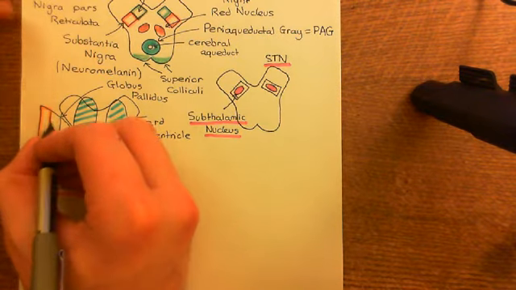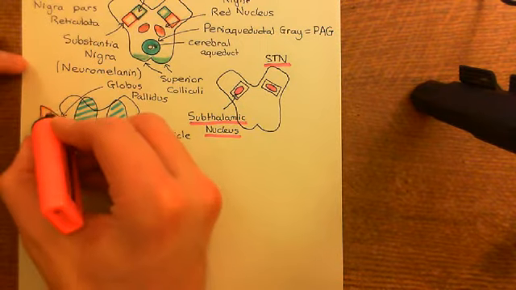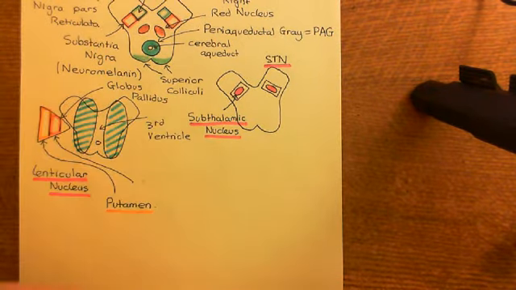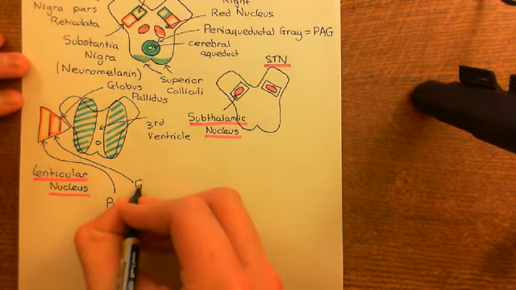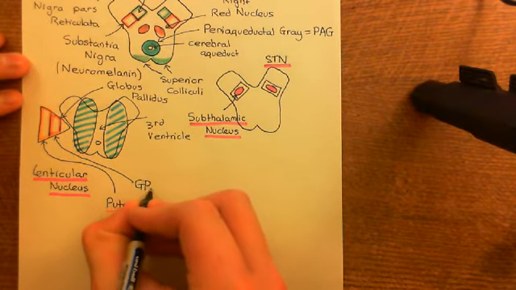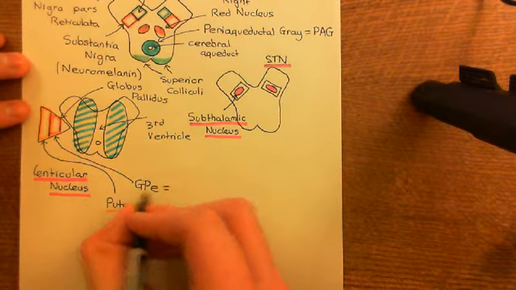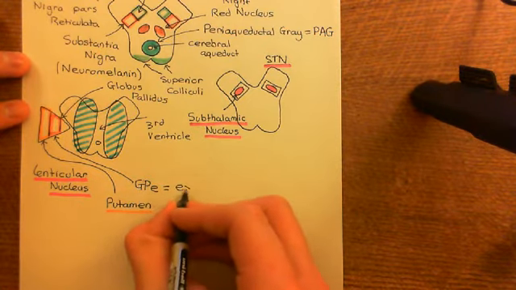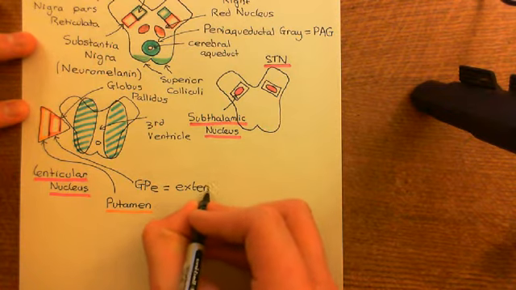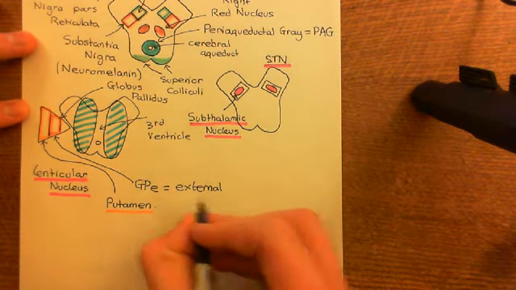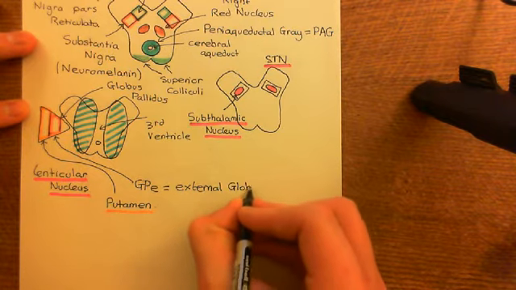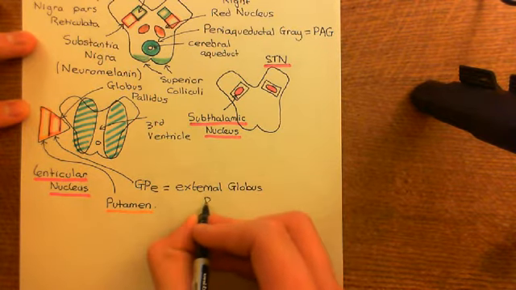So this portion here, which I'll highlight in red, is the external globus pallidus, and for short, the external globus pallidus is abbreviated down to the GPE. So GP for globus pallidus, and then E for external. I think literally it stands for globus pallidus external segment, but we will refer to it as the external globus pallidus.